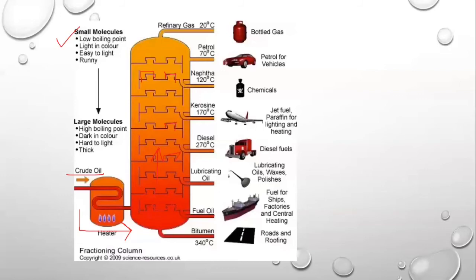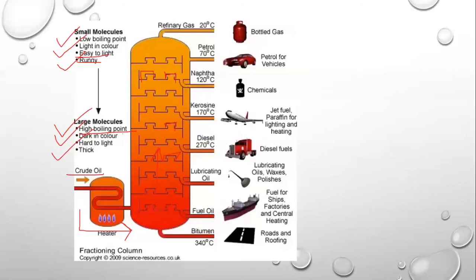What does easy to light mean? It means that they are easily flammable, because we studied that when carbon content increases, flammability decreases. So they are flammable, and they are runny. Runny means they are less viscous, or they are in gaseous form. Now, the large molecules have a higher boiling point because of their molecular structure. They are darker in color. They are hard to light, which means that they are less flammable, and they are thicker. They are viscous, as crude oil is the most viscous.